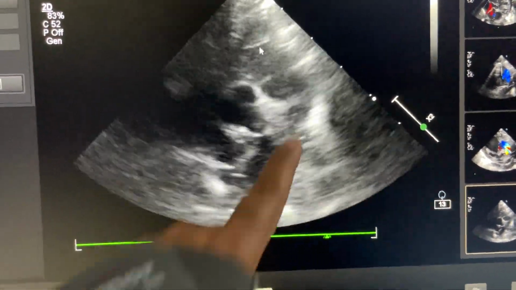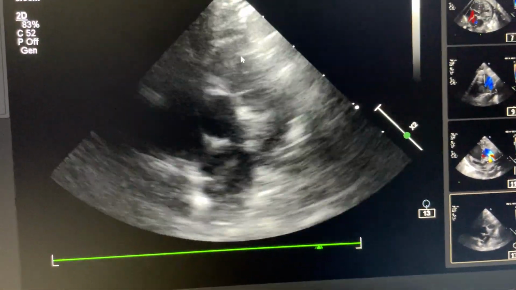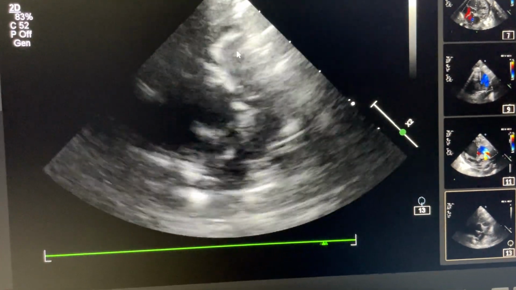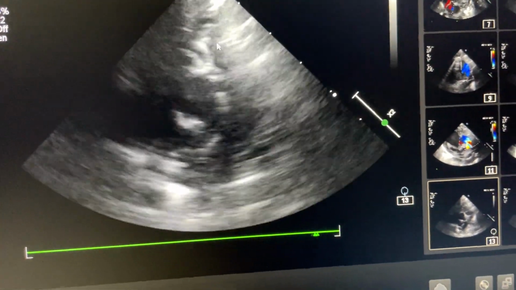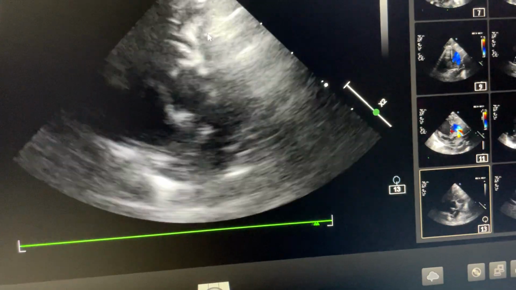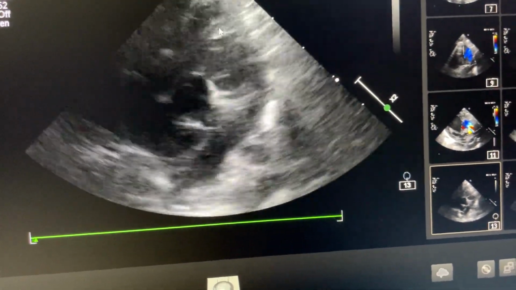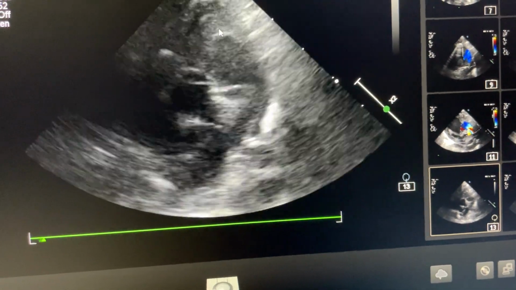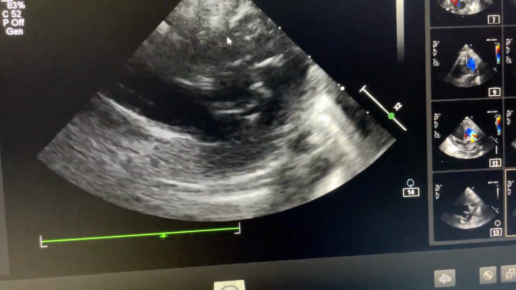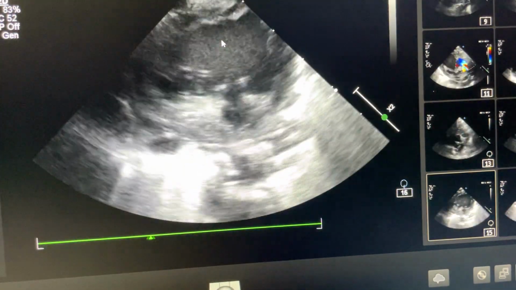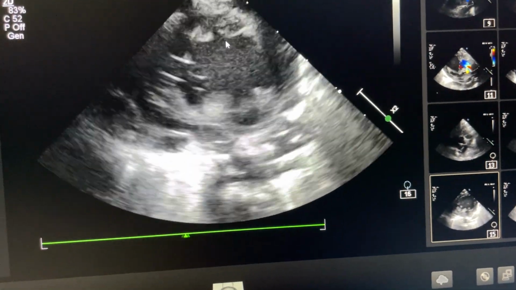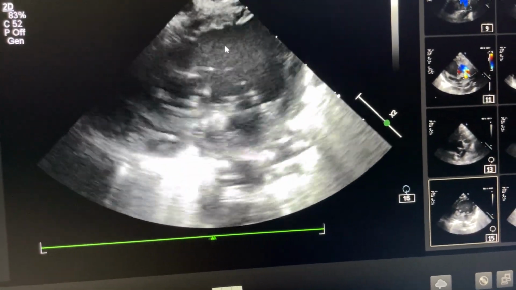You see this is pulmonary artery, this is aorta. So aorta and pulmonary artery are normally related. That means one is crossing the other. That means they are not parallel, they are perpendicular to each other. Same thing. This is how the ventricle is contracting.